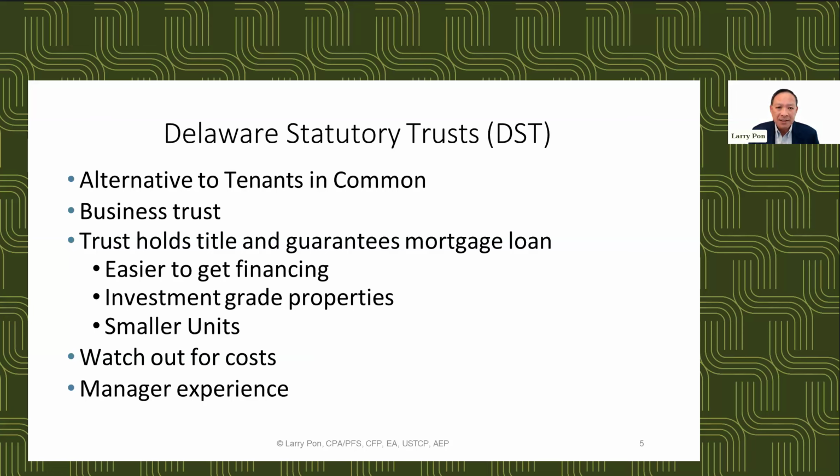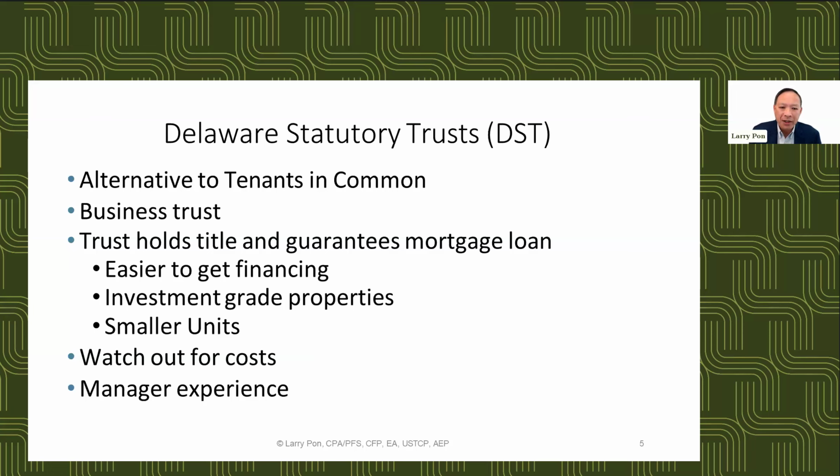And so what that means is the DSTs tend to get very competitive loans. It's easier to get financing because the bank is only dealing with the trust, not with the investors. There's an unlimited number of investors. You get a trustee who's managing it, so someone is in charge. And the advantage of DSTs is that the properties are investment grade properties. It's probably better than what your amateur real estate investor can get. So they tend to be investment grade properties.